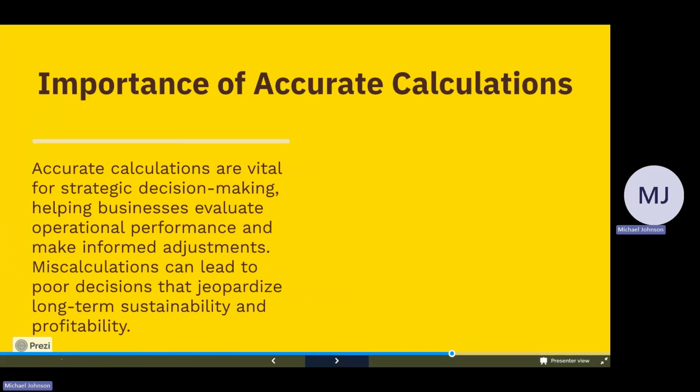Importance of accurate calculations. Accurate calculations are vital for strategic decision-making, helping businesses evaluate operational performance and make informed adjustments. Miscalculations can lead to poor decisions that jeopardize long-term sustainability and profitability.